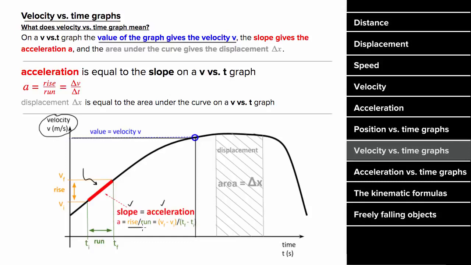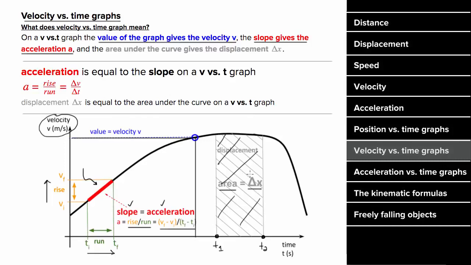You find the slope using the definition, which is rise over run, and in this case, the rise is going to be the change in v, the run is going to be the change in t, and since the change in velocity over the change in time is the definition of acceleration, the slope on a velocity graph is equal to the acceleration. Also, the area under any particular section of the graph between 2 times is going to equal the displacement of the object between those 2 times.